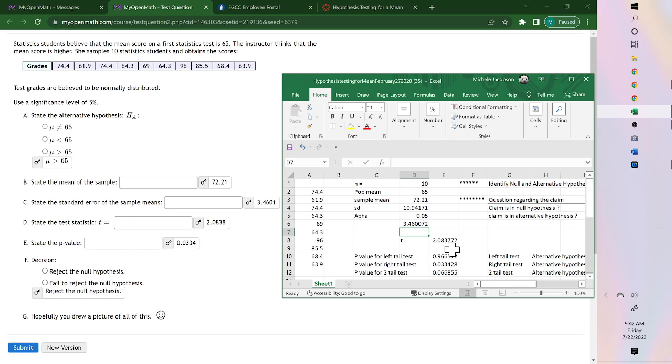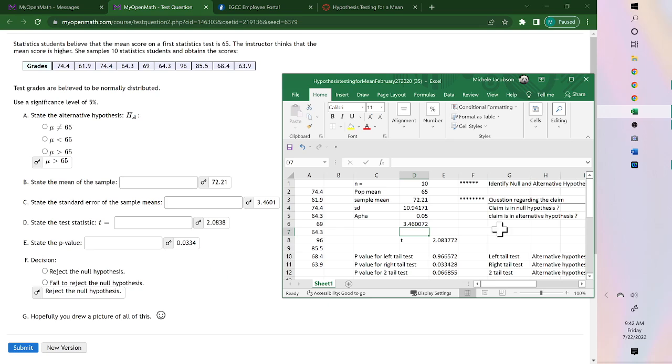The t statistic is here. Now, since we're testing greater than, it is a right-tailed test. So the p-value would be this one, 0.0334, right here.